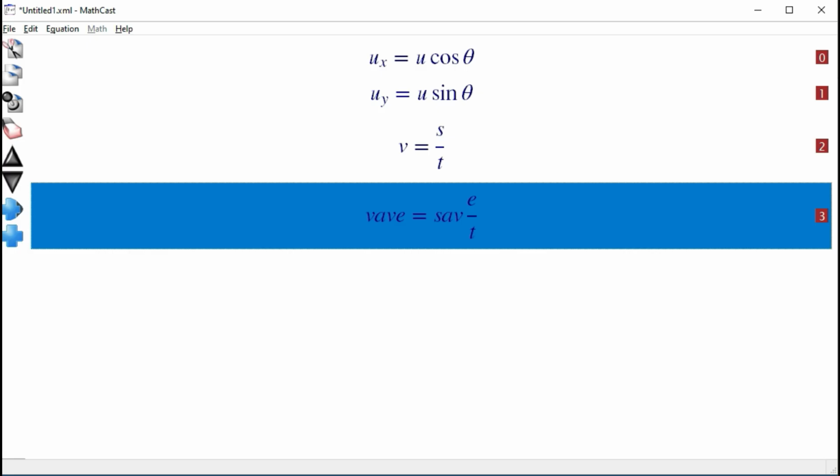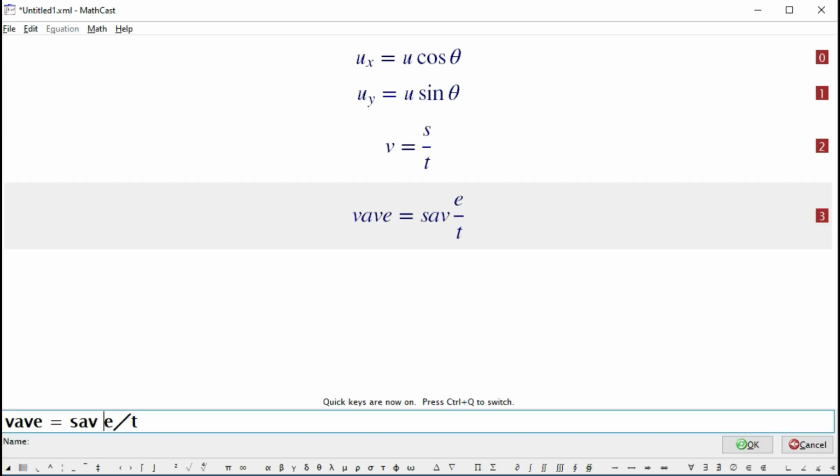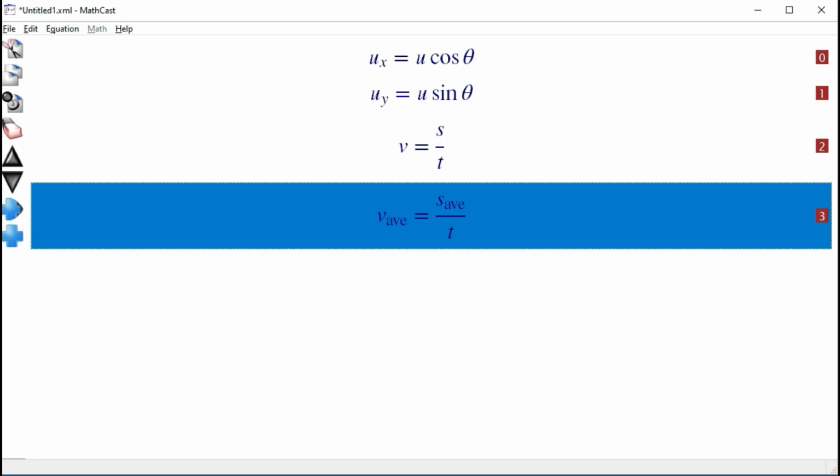Now of course that doesn't look anything like it should do properly, so I need to put the subscript here, and then because these are letters, I want them no longer italicized, so we're going to put the speech marks there, and then we're going to do the same with the s, subscript, speech marks, and see what happens there. That's pretty good. V average equals S average divided by T.